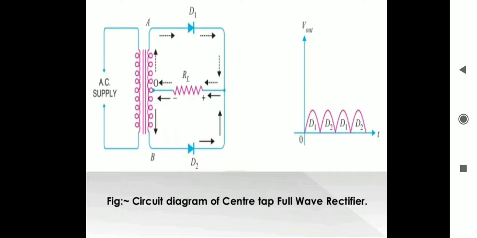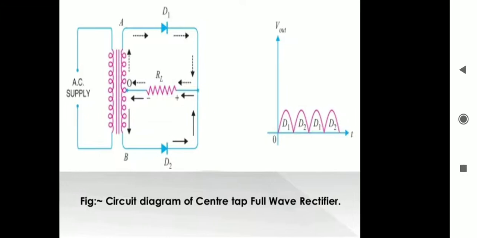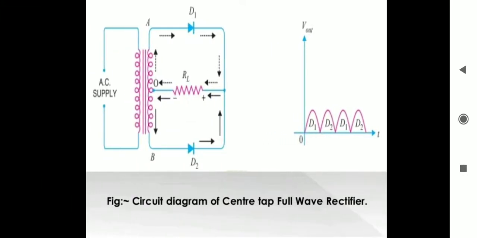We apply AC voltage to the input of the transformer. During the positive half cycle of the AC voltage, terminal 1 will be positive, the center tap will be at zero potential, and terminal 2 will be at negative potential. This will lead to forward bias in diode D1 and cause current to flow through it. During this time, diode D2 is in reverse bias and will block current.